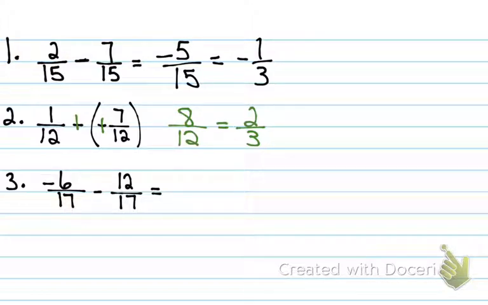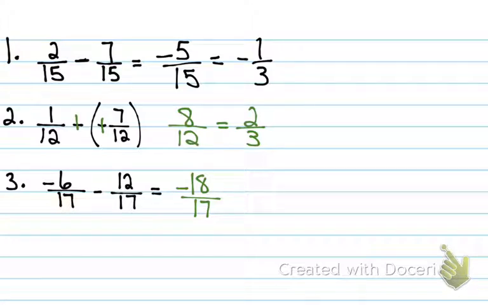Wait, 6 is negative, 12 is negative. So that's a subtraction sign. Well, it's the same thing. That's still negative. If you're subtracting something, you're taking it away, right? So negative 16 minus 12 is negative 18 over 17.